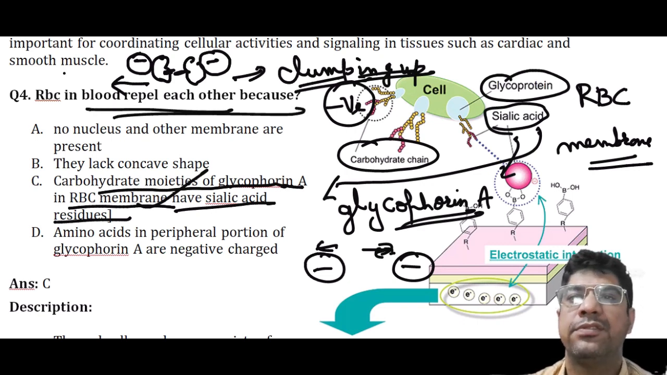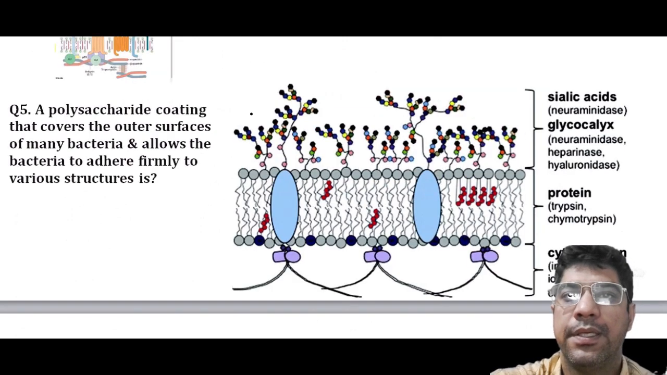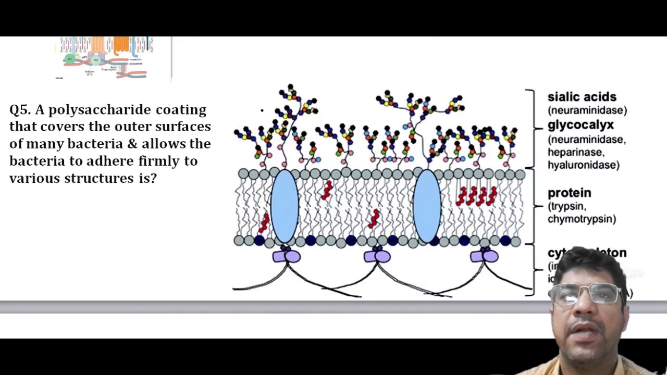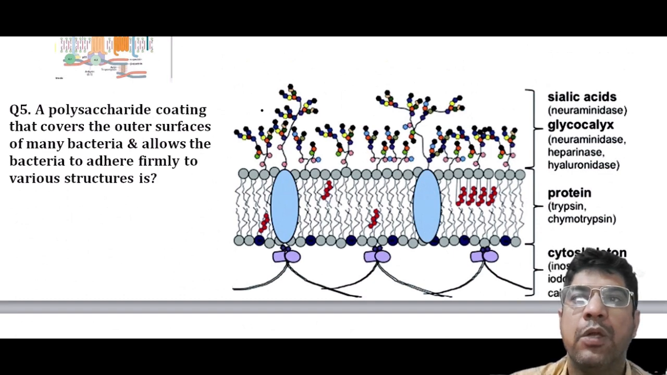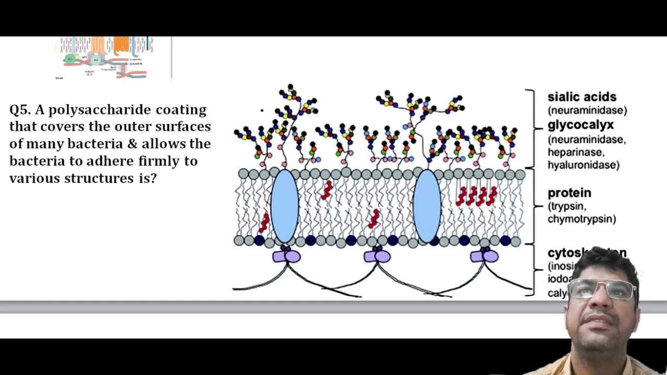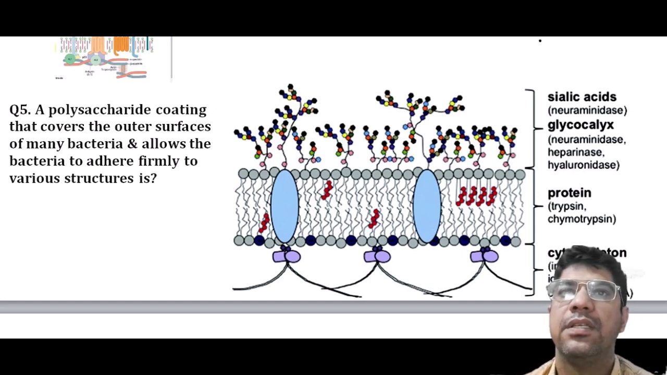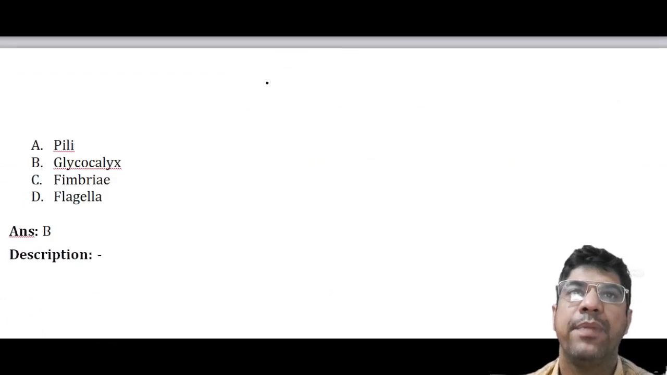This question was asked in a recent AIIMS examination. Hope you got the explanation. A polysaccharide coating that covers the outer surface of many bacteria and allows the bacteria to adhere firmly to structures is glycocalyx. The options are pili, glycocalyx, fimbriae. The answer would be glycocalyx.